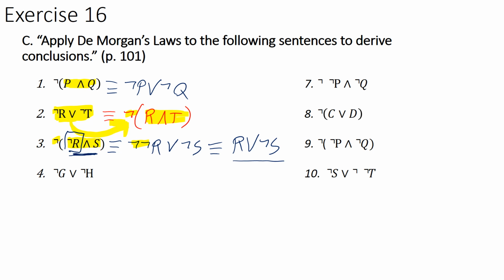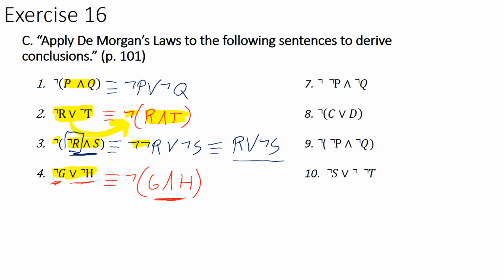Number 4 has the same formal structure, so to speak, as number 2. We just have this not G or not H. Hence, this is logically equivalent to, it is not the case that G and H is the case. That is to say, if G is not the case or if H is not the case, then G and H cannot both be the case.